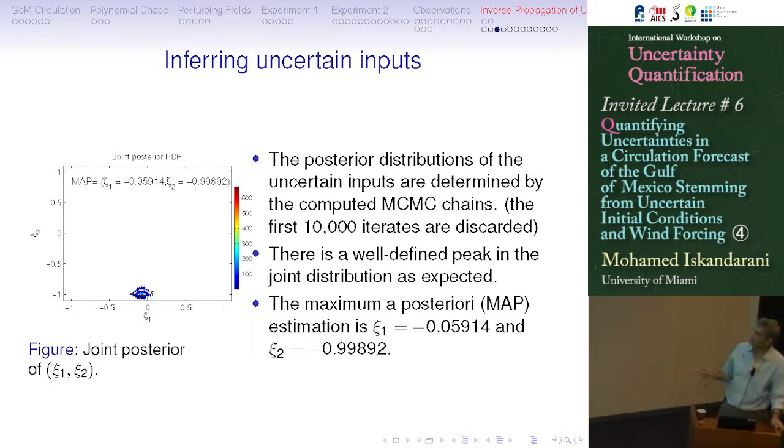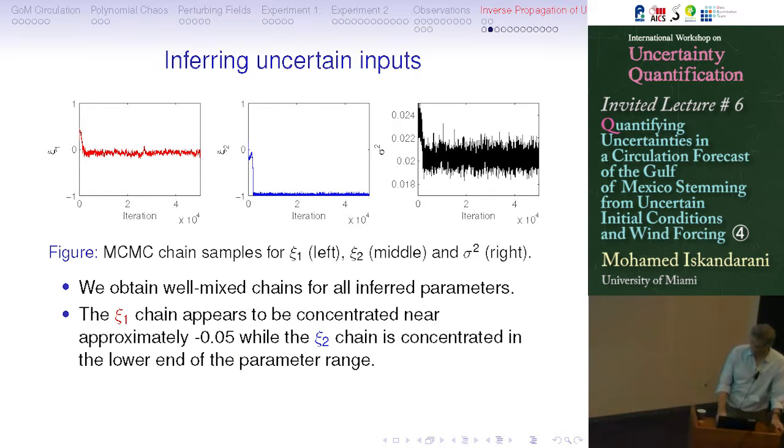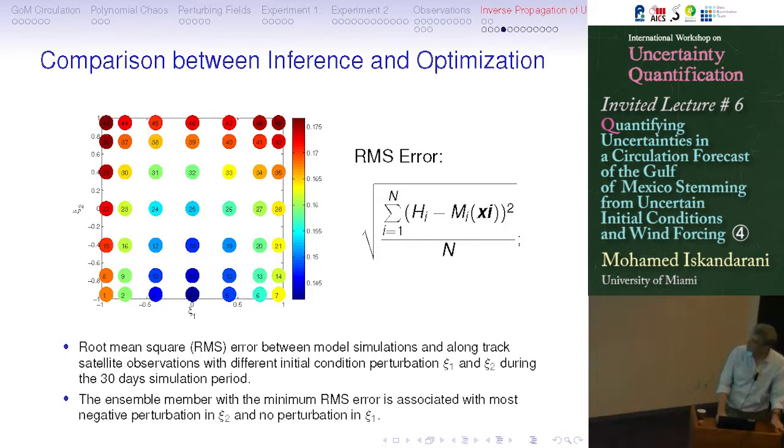This is the maximum a posteriori. The data is saying that your Xi1 has to be slightly negative and very close to 0, and your Xi2, the amplitude of the second mode, should be closer to -1. And if you were to do an RMS measure between, so this is our samples. There's no interpolation here. And so if you're measuring the RMS error between these 2 quantities, the minimum you get is actually here.